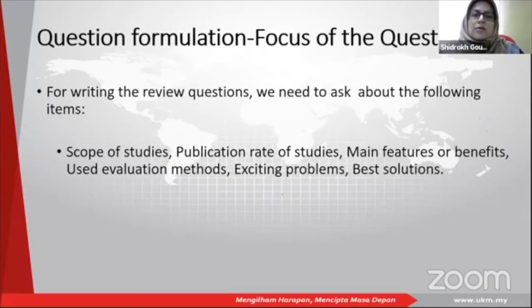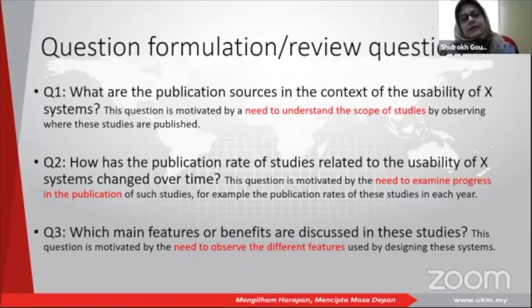These are the keywords of your words to prepare a review question. In this slide and the next slide, I will show you some question formulation and some examples. For example, the first question is a very simple question: What are the publication sources in the context of usability of X system? This question shows that we need to focus on the scope of study.